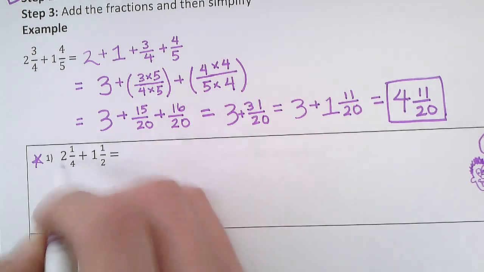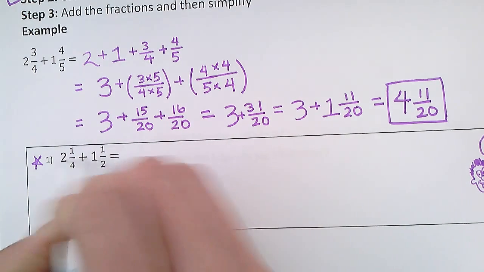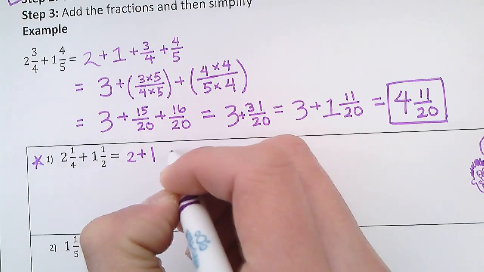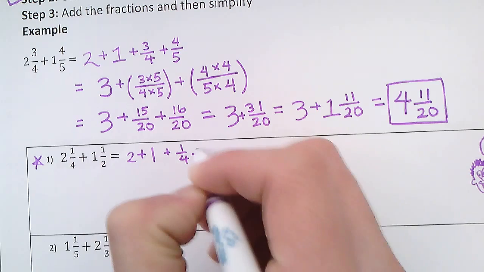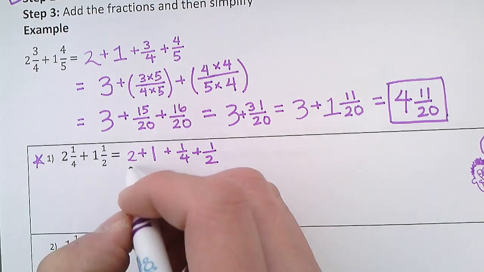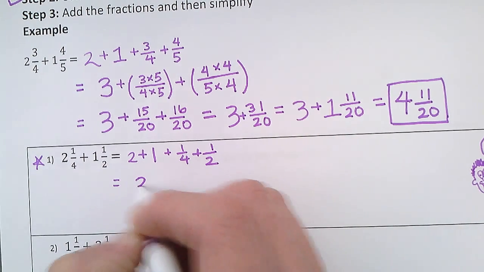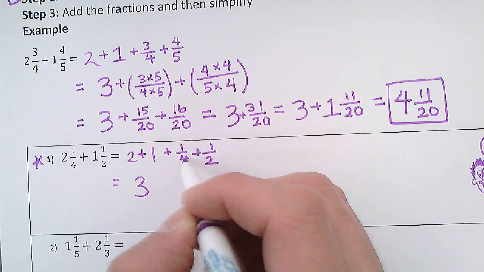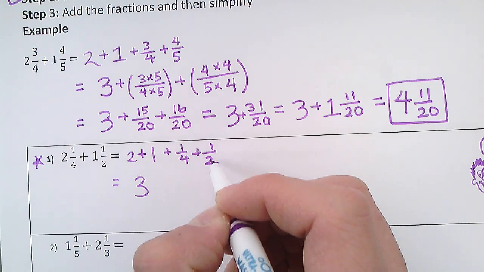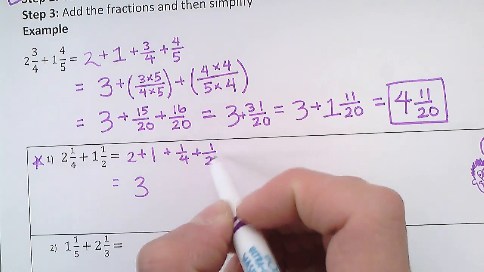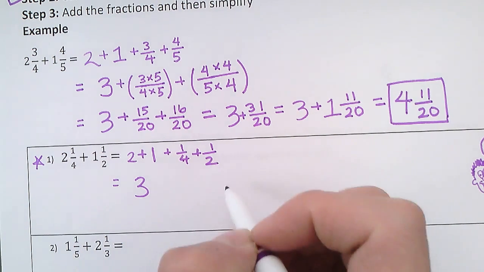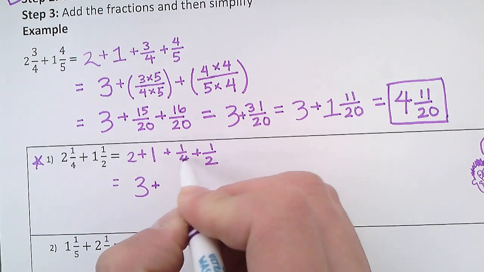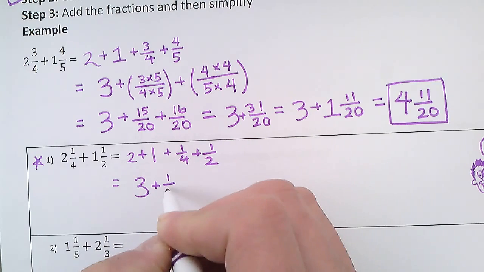Let's do this together. Add the whole numbers, 2 and 1. So we have 2 plus 1 plus 1/4 plus 1/2. Those are the fractions. 2 plus 1 is 3. 1/4 and 1/2. 4 is the denominator here. 2 is the denominator here. I think to myself, what number can be divided evenly both by 4 and by 2? In this case, that number is 4. So I already have 4 on the left fraction, so that's done.